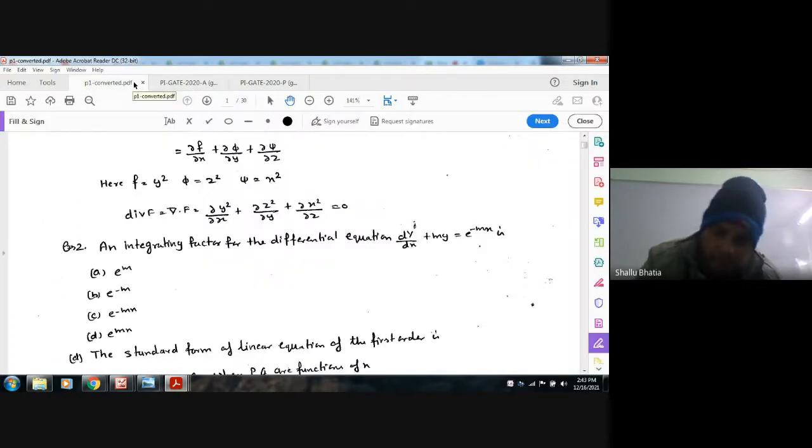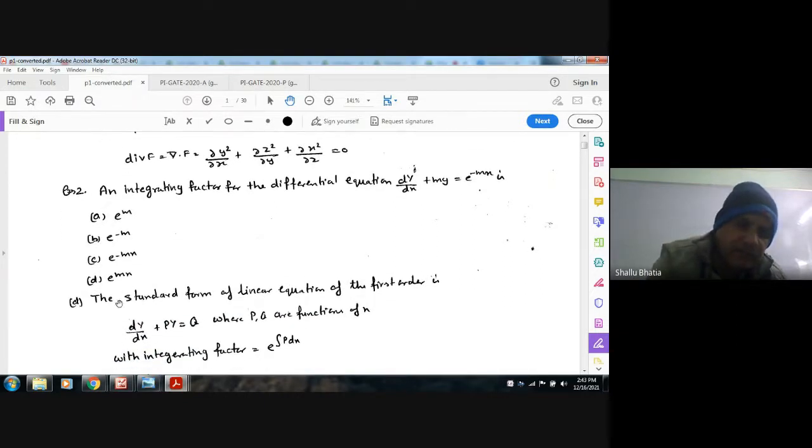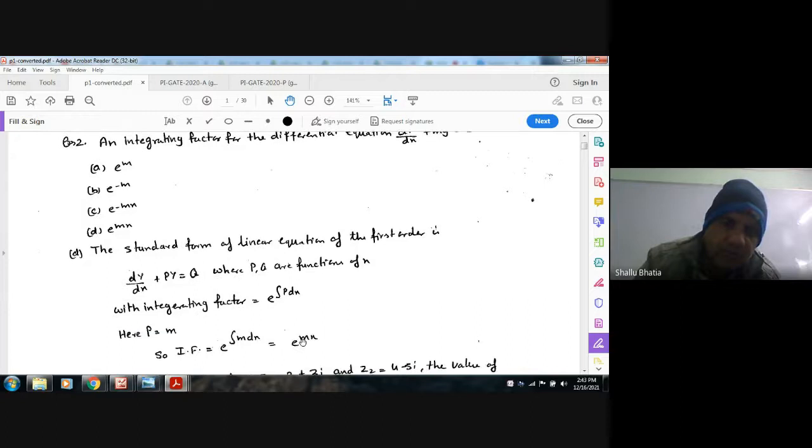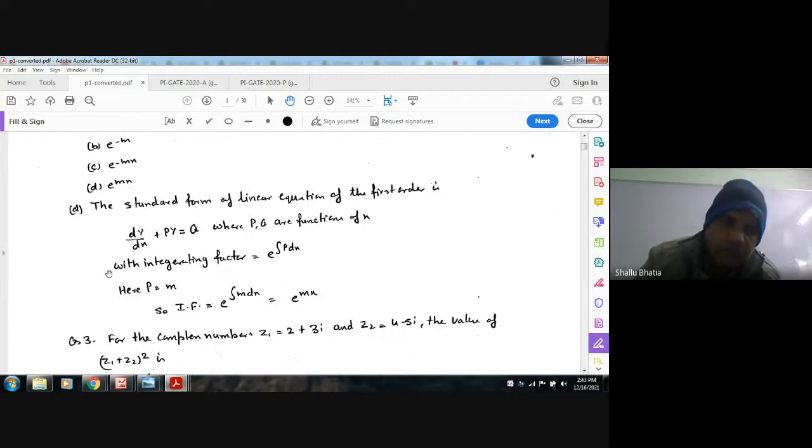The differential equation is given in the form dy/dx + Py = Q, which has the integrating factor e raised to the integral of P dx. Here P is m, so the integrating factor will be e raised to the integral of m dx, so it will be e^(mx). So the integrating factor is D. Next question.